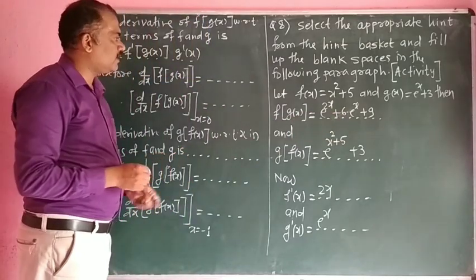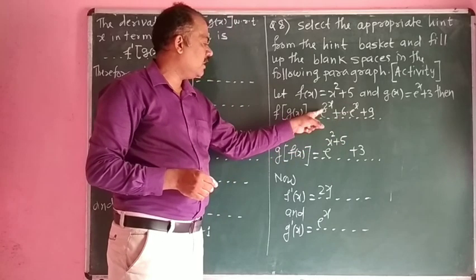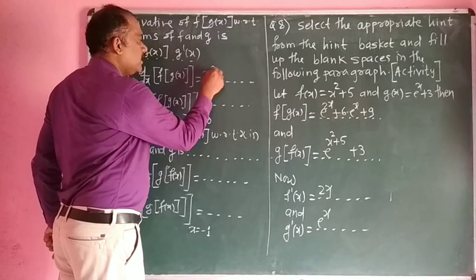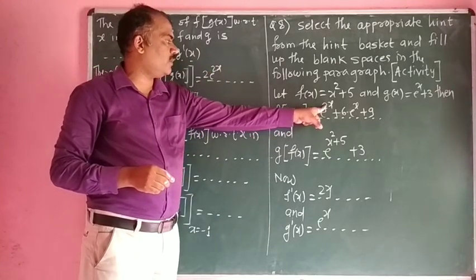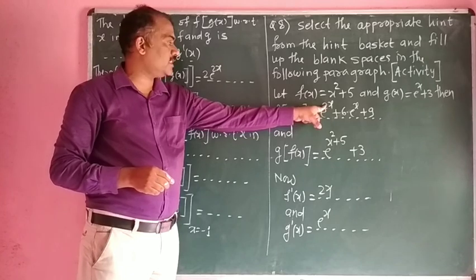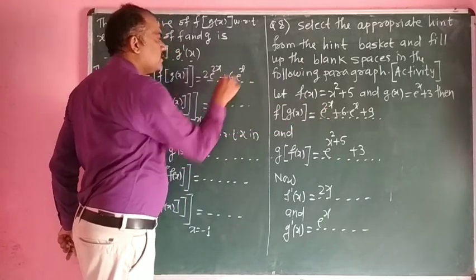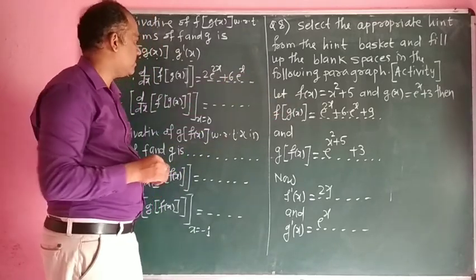Now, what is the differentiation of e raised to 2x plus 6 into e raised to x plus 9? Derivative of e raised to 2x is nothing but 2 times e raised to 2x. First we take the derivative of e raised to 2x, then the derivative of 2x, which is 2. Plus 6 into e raised to x, its derivative is e raised to x. Plus 9 is a constant, its derivative is 0.